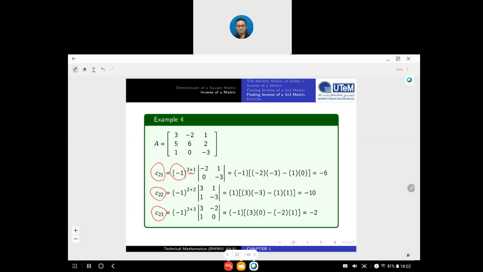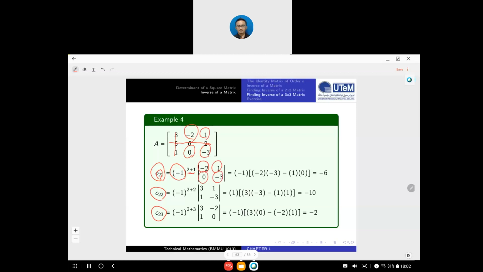Why 2 plus 1? Sebab dia C21. Okay. And then first row, first column, second row. Okay. So yang tinggal apa? -2, 1, 0, -3.